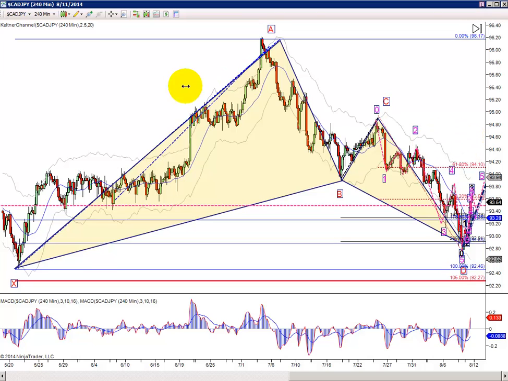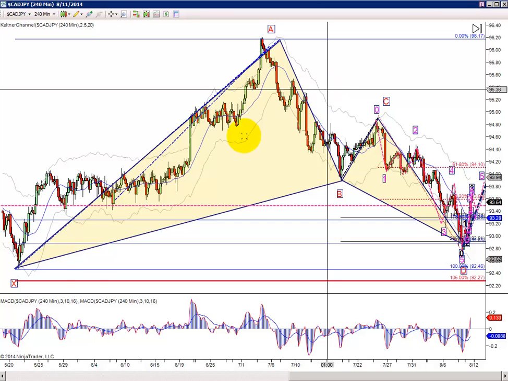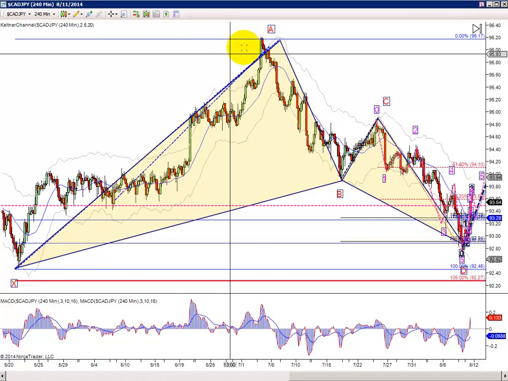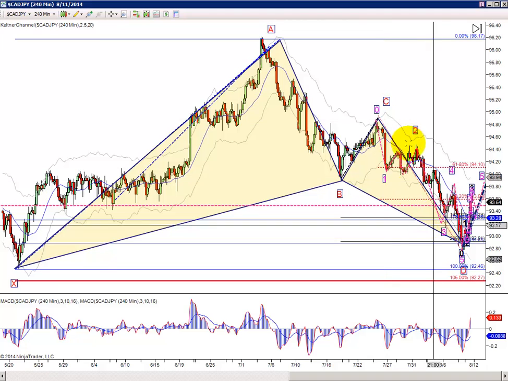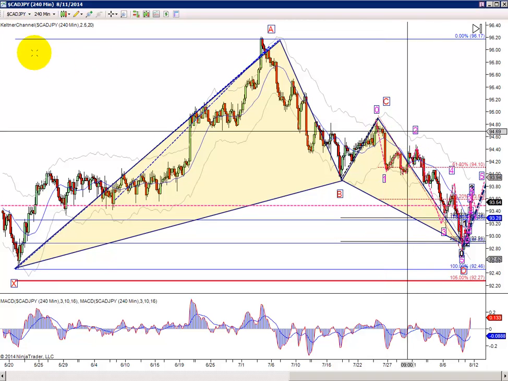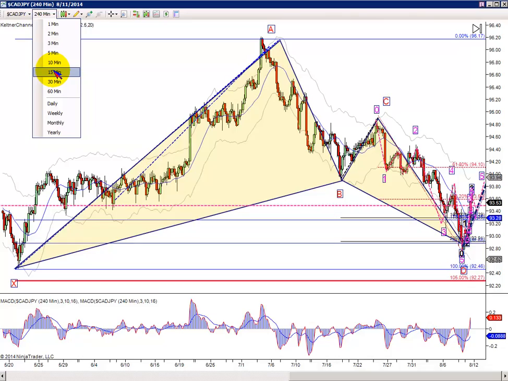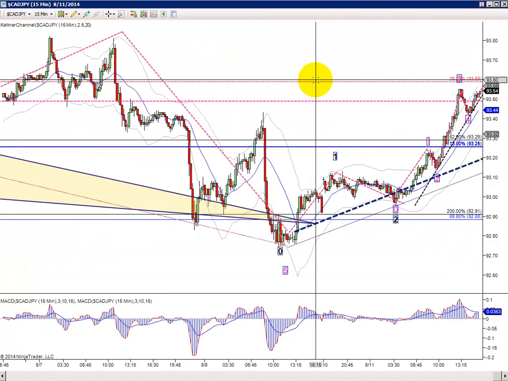All right, we're currently looking at a trade that we're managing on the CAD-JPY for our trade signal service. Larger pattern X, A, B, C, D, and we took a trade entry. And now I'm going to break this down to a 15-minute chart and show you what we're looking at.